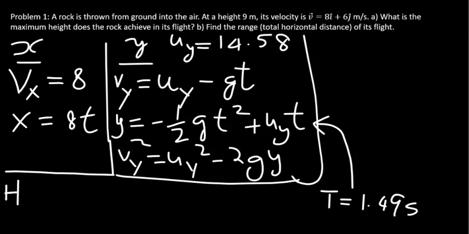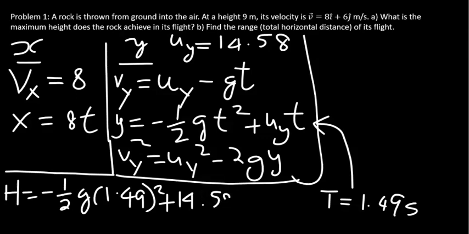So when y is maximum height, the time is capital T. So minus half g times 1.49 squared plus u_y, which we know is 14.58, times 1.49.